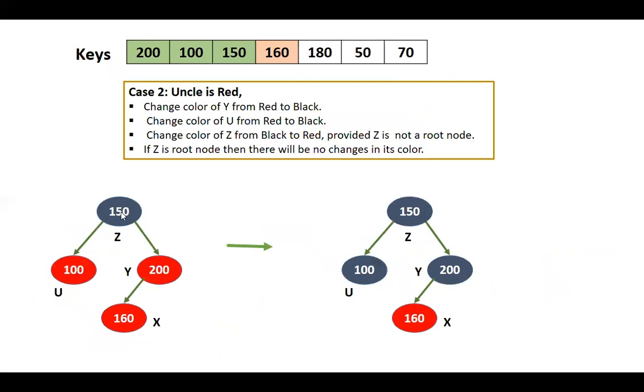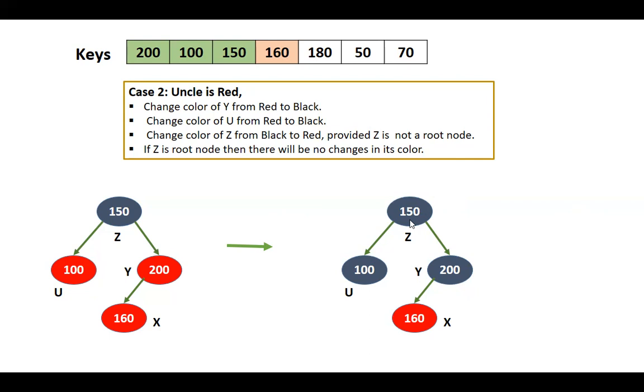Okay, greater than 150, but smaller than 200. So the left child of 200 is 160. Fine. Again, there is a red violation, the tree is imbalanced. So what do you check? You check the color of the uncle. The uncle is red in color. The best part is whenever the uncle is red in color, you don't need to carry out any rotation, just change the color of the nodes, right? So what you do now? Uncle and parent are colored black, and grandparent is colored red.